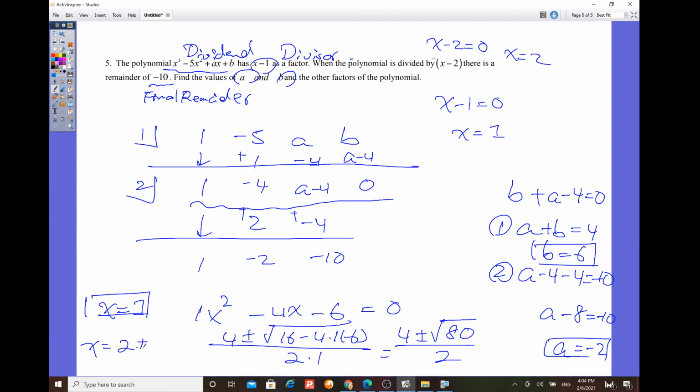So the final solution for the other two zeros would be 2 plus minus root 80. Well, root 80, we can simply factor it out. So it's 16 and 5, so 4 root 5. So 2 root 5 divided by 2. So 3 real zeros: 1 rational, 2 irrationals. Okay?